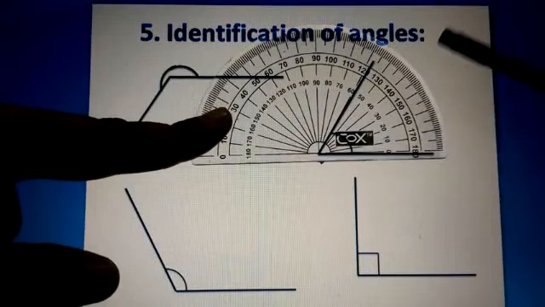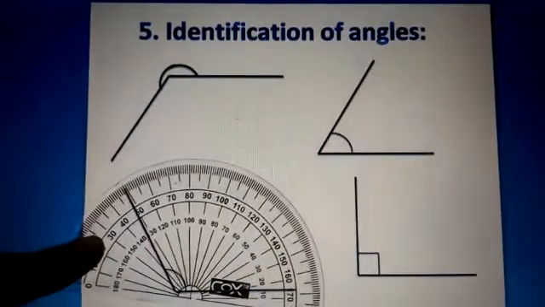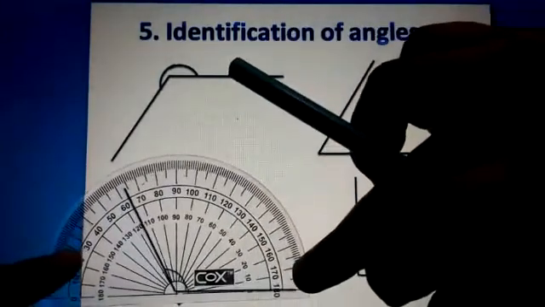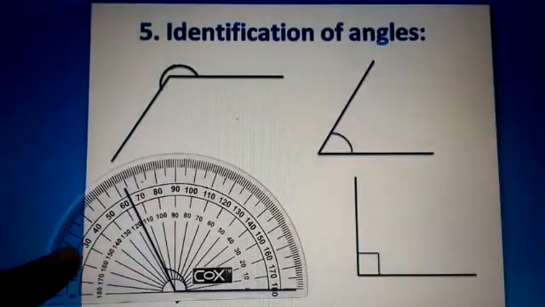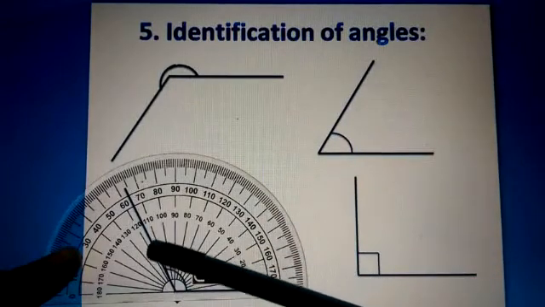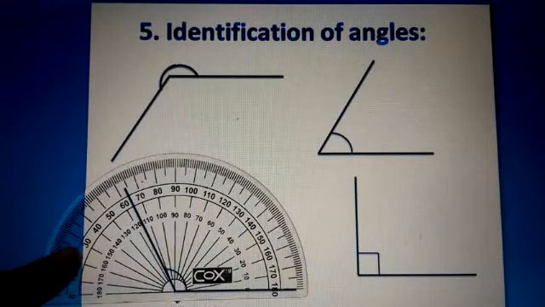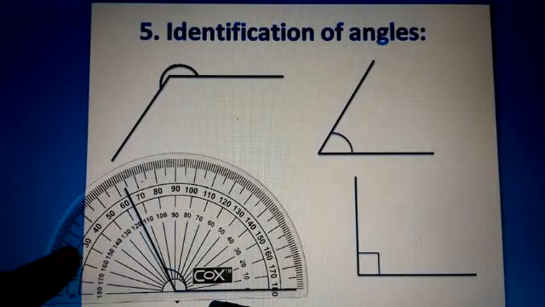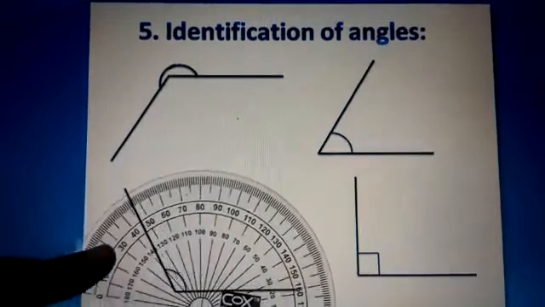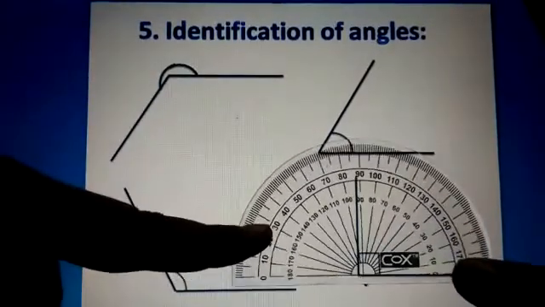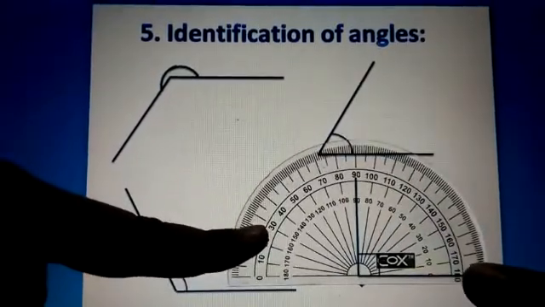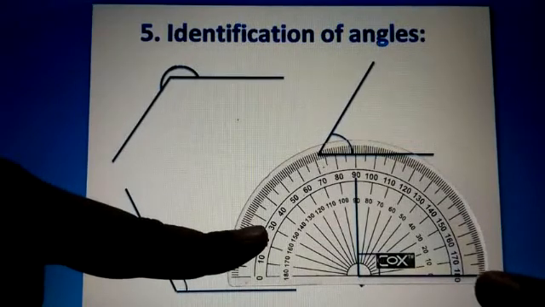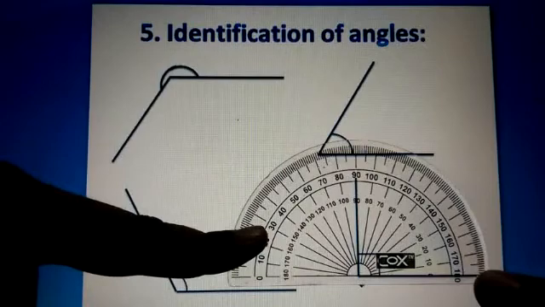Done class? After that we will move to the next angle. Now in this picture we can see this angle is more than 90 degrees. So by the definition an angle which is more than 90 degrees is called an obtuse angle. So the name of this angle is obtuse angle. Done class? Now let's move to the next one. This angle is equal to 90 degrees. And by the definition this angle is called a right angle.